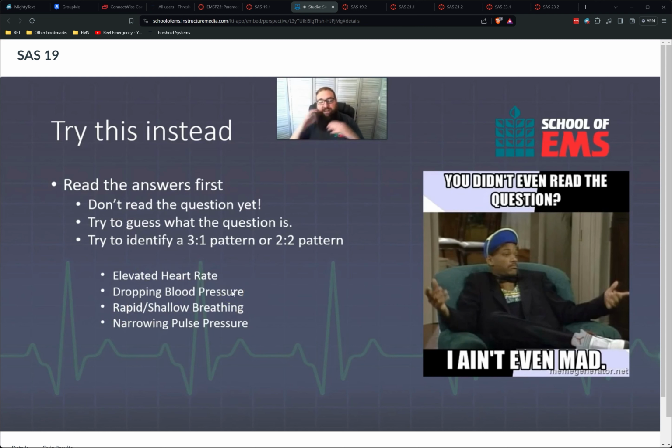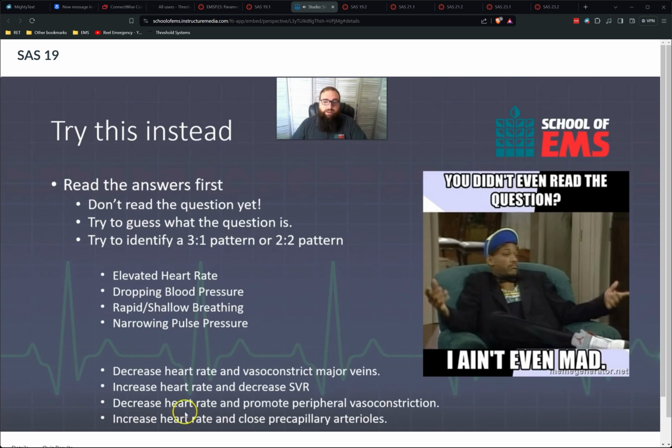Dropping blood pressure and narrowing pulse pressures typically go together. You typically get a narrowing of pulse pressure when you get a lowering of blood pressure. So that actually might be a 2 to 2, I guess. And then elevated heart rate and rapid shallow breathing kind of go together because they are both catecholamine responses. So they could both be compensatory mechanisms. There's a couple different ways that this could go. Now let's go to another one and then we'll come back and look at some answers there.